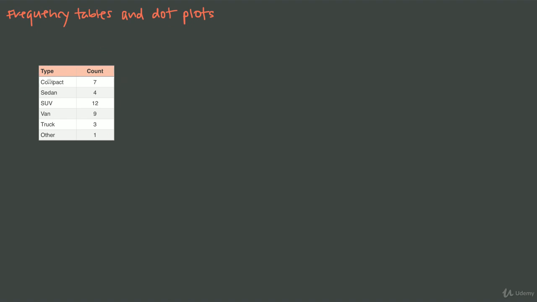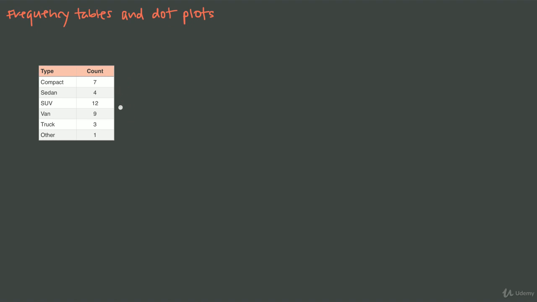So in this frequency table, I just looked in a parking lot. I made categories for each type of car, so a compact car, a sedan, an SUV, a van, a truck, or another kind of car. And then I counted how many times each of those occurred, and I recorded that in the table. So it's a frequency table because I can see how frequently compact car occurs in my data. I can see how frequently sedan occurs in my data. So it's a frequency table about the number of cars in the parking lot.